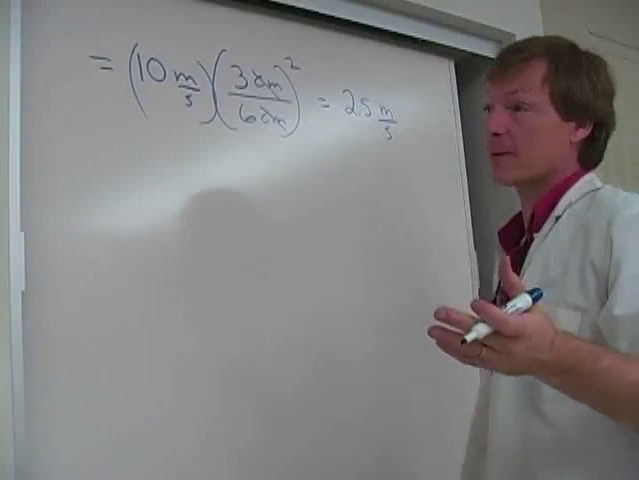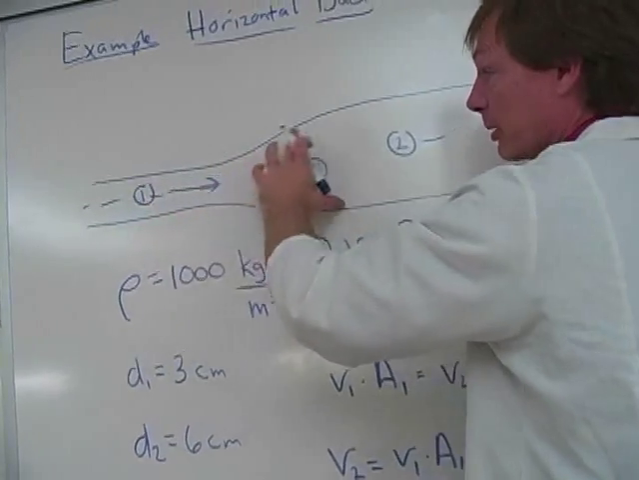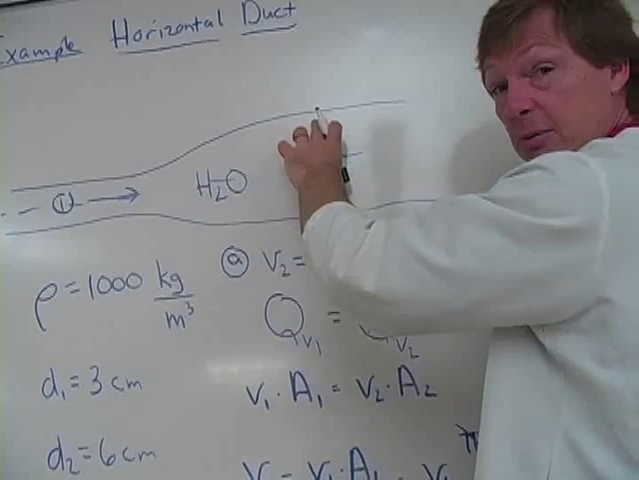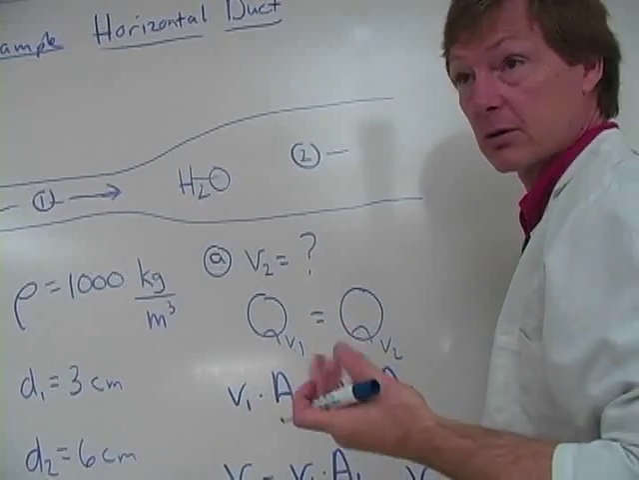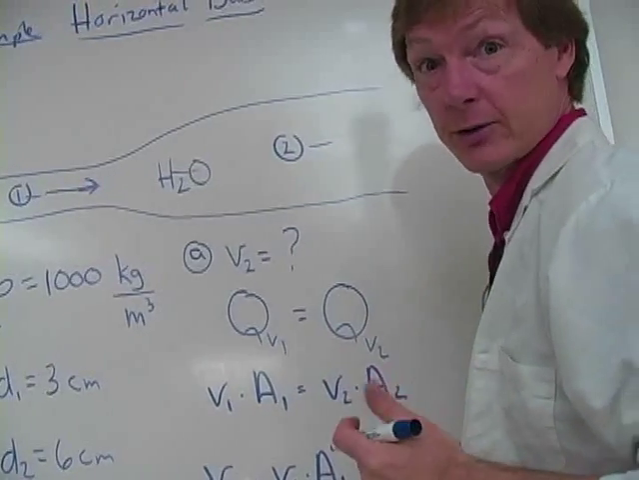Now, does that make sense? I started off here at 10 meters per second. I opened up the area. Volume flow rate's velocity times area. If the area goes up, velocity has to go down. So I got 2.5 meters per second. That makes sense. Now, let's use Bernoulli.